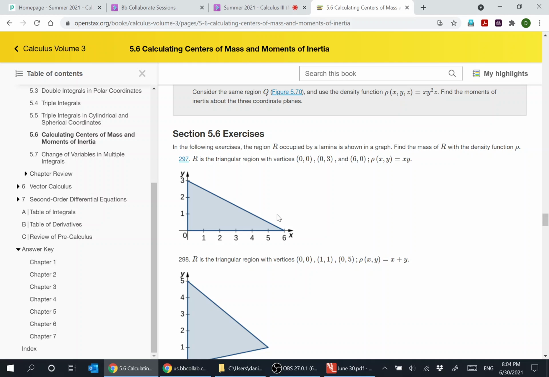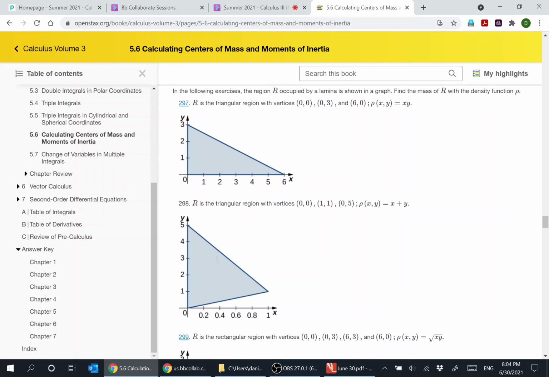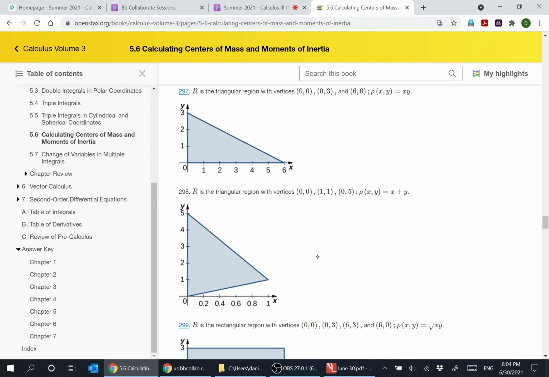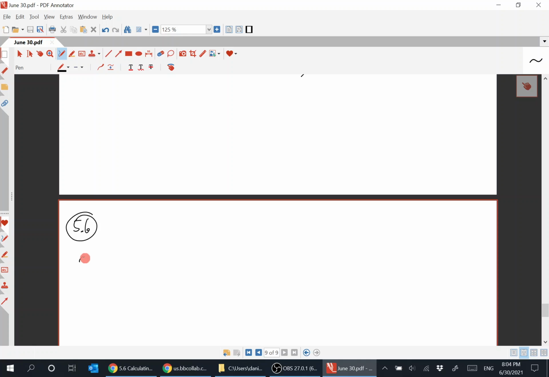So number 298. In the following exercises, the region R occupied by the lamina shown in the graph, lamina is like a thin, flat thing. Find the mass of R with the density function given. So the density function here, rho, is x plus y, and the triangular region has coordinates (0, 0), (1, 1), and (0, 5). Right, so they stretched out the x-axis. Okay, so 298.